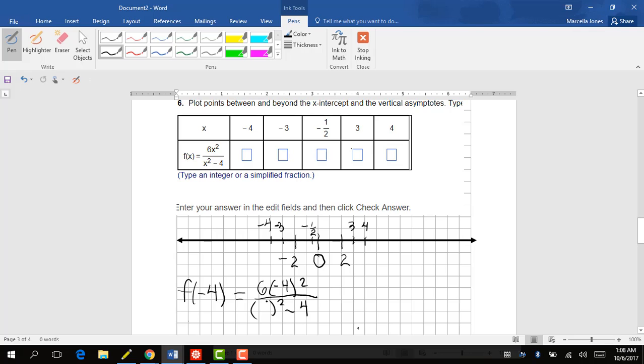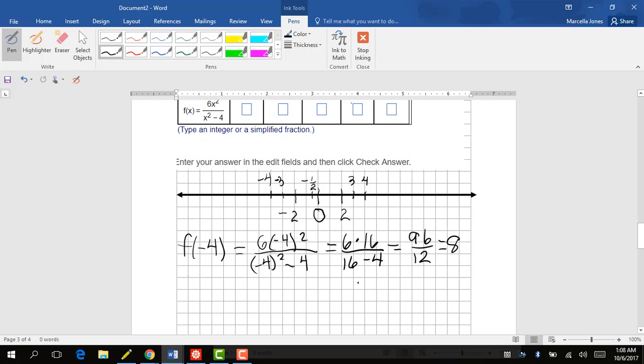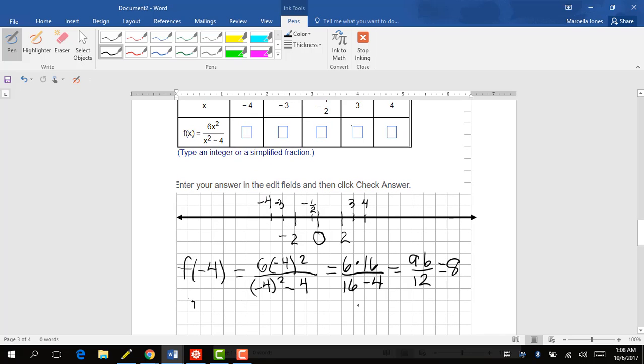And evaluate, find the value of this. So this is 6 times 16 divided by 16 minus 4. So 96 divided by 12, which is 8. Now, because this function is even, f of 4 is also going to be 8. And I get that just by symmetry. I can do the calculation, but if I use the knowledge of symmetry, it saves me time.